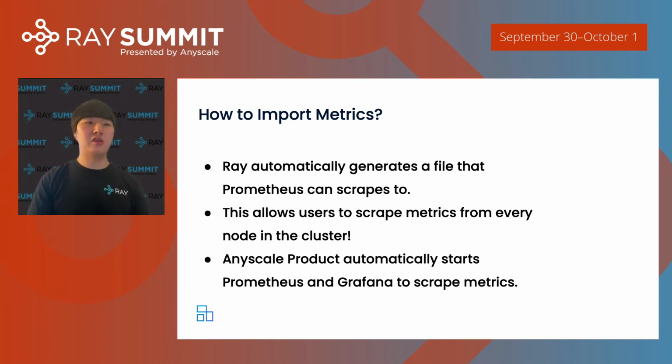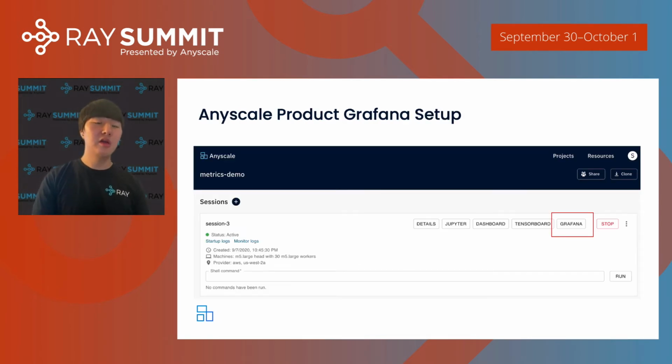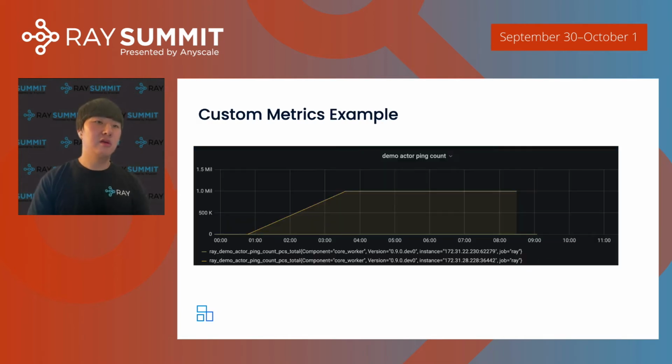Let me briefly explain how to export metrics. You'll also be able to find this information in the documentation. Ray automatically generates a file that Prometheus can scrape. And this allows users to scrape metrics from every node in the cluster. This file is basically a service discovery file. And you just need to start up Prometheus with the configuration to scrape this file. Actually, the Anyscale product already automatically starts Prometheus and Grafana to scrape metrics when you start up the session. So here's an example. If you click the Grafana button there, you can get into the Grafana dashboard. And from there, you'll be able to create your own dashboard that shows the custom metrics.